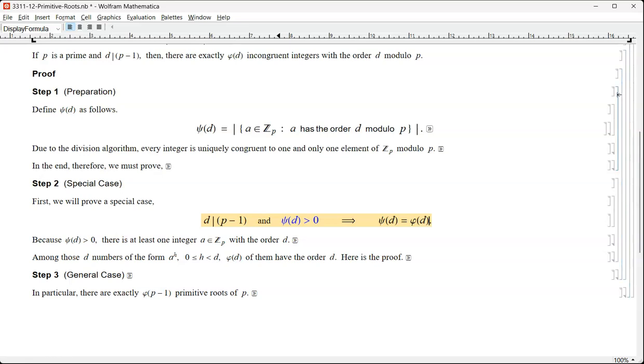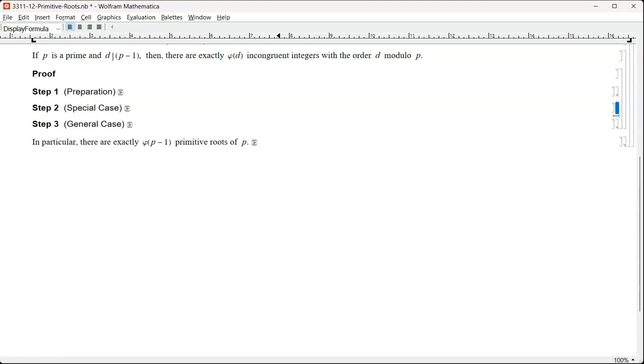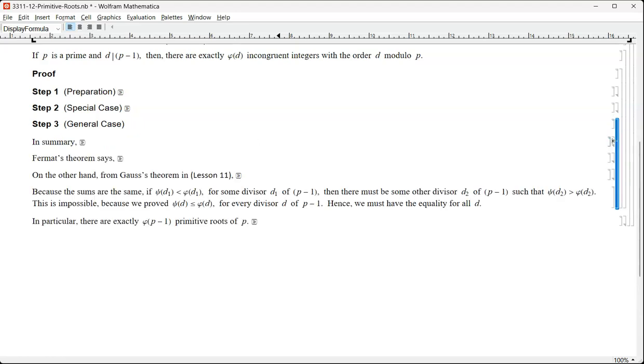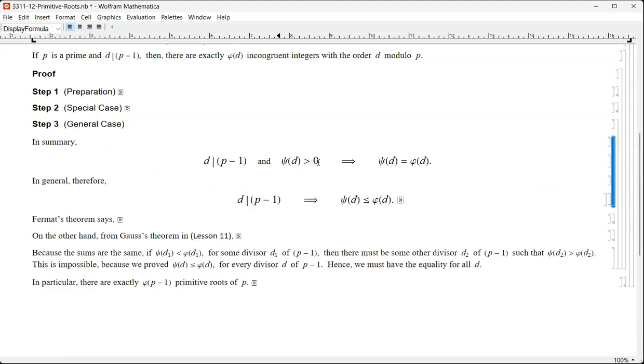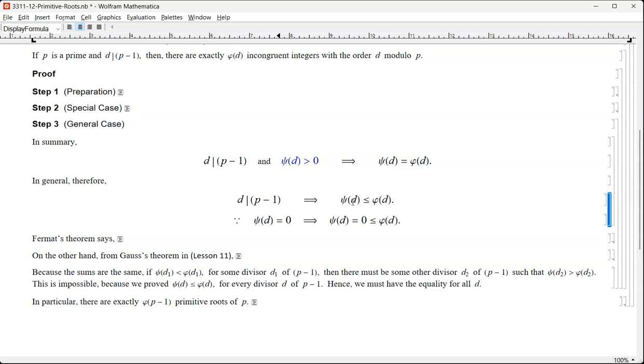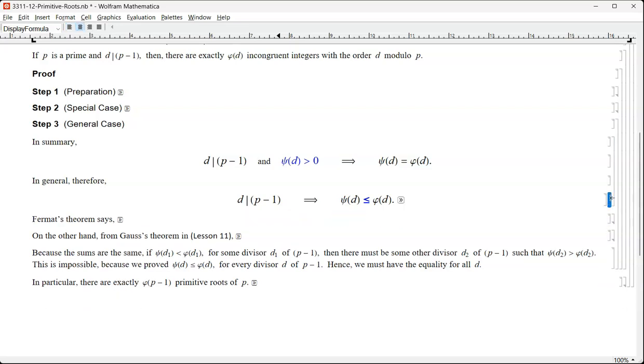Now, are they the same in general? Let's go ahead and prove that, and that's step 3. So in summary, this is what we did so far. Under this special condition, we did it. In general, however, we don't have the equality. We have only the semi-inequality, less than or equal. The reason? When c of d is 0, then that's less than or equal to phi of d. Otherwise, they're equivalent. They're all the same. So in general, we have only inequality.